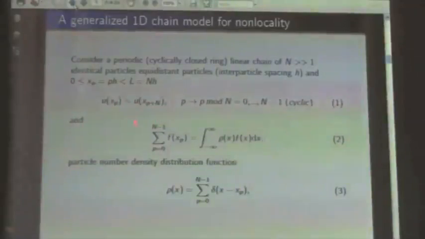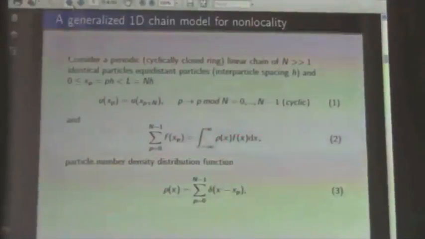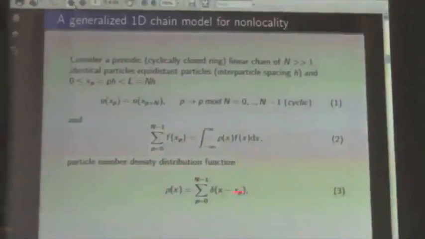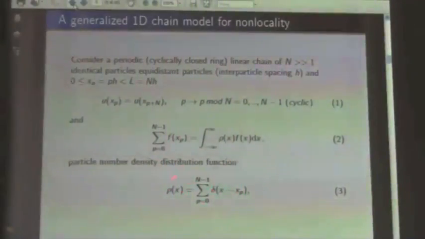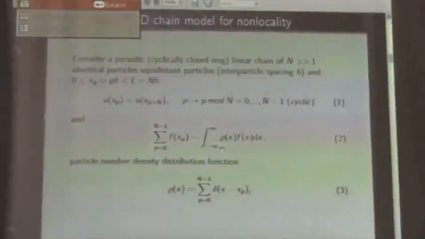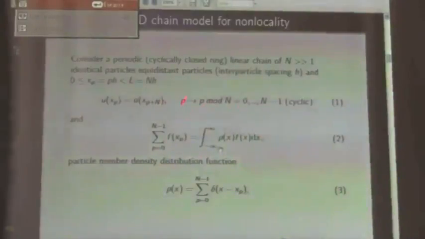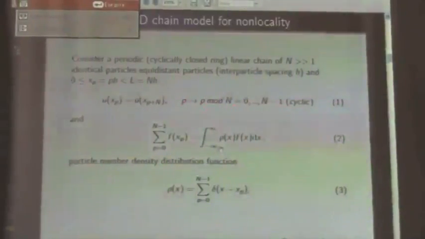Now convenient will be when we have a lattice sum over all atoms of the chain. We introduce a density such that it can be written as an integral, and the density can be represented as a sum of delta functions. It's normalized such that the integral of the density is n. We have cyclic boundary conditions, as we said, so P is to be understood as a cyclic index.